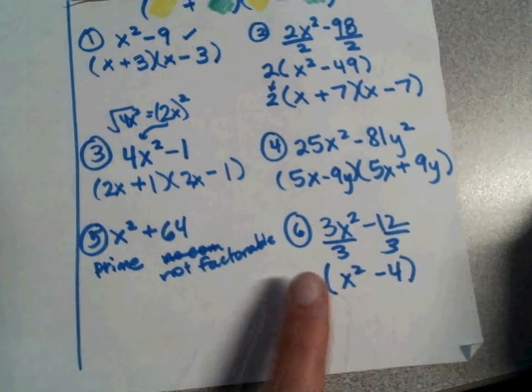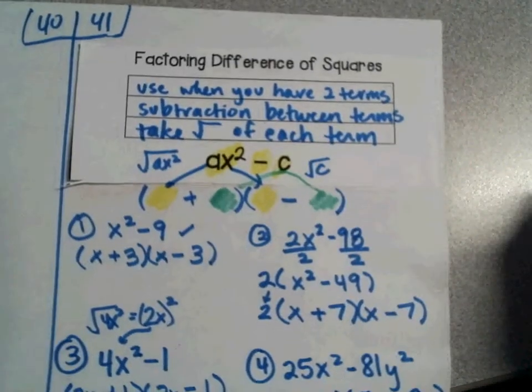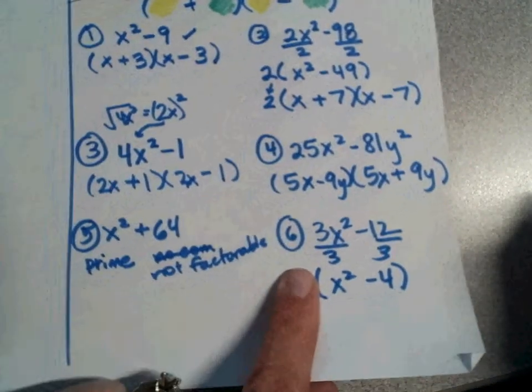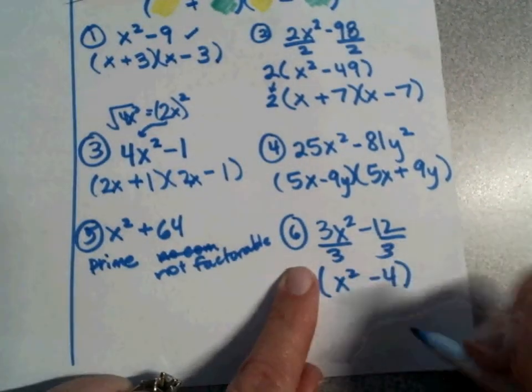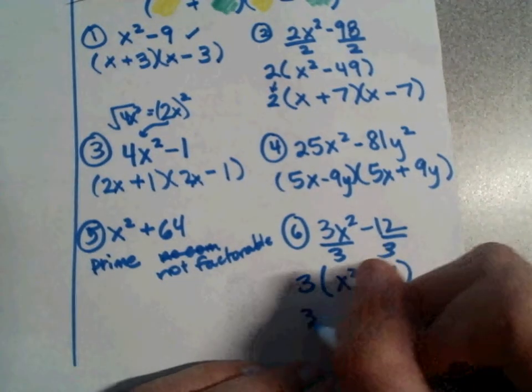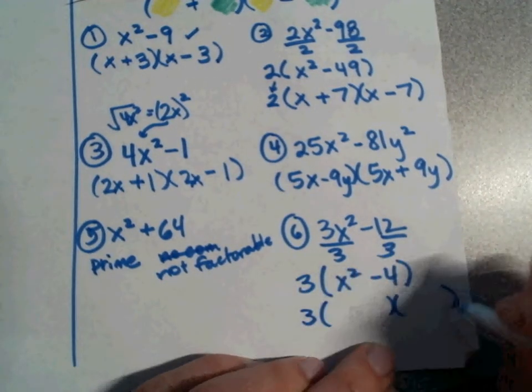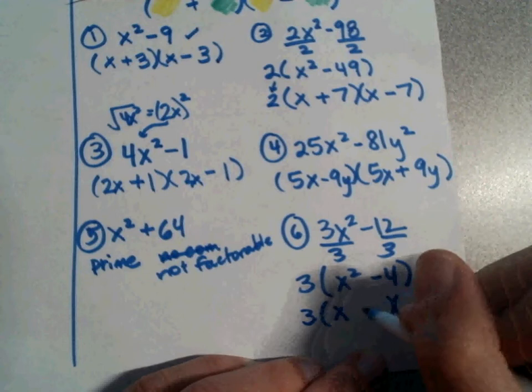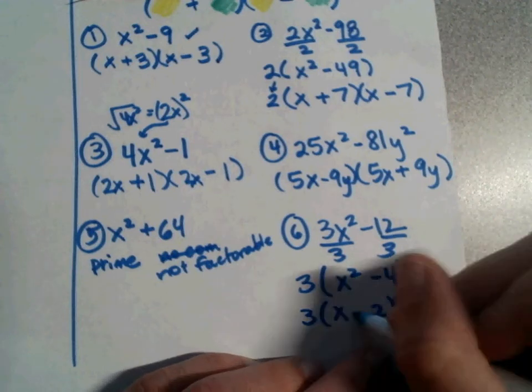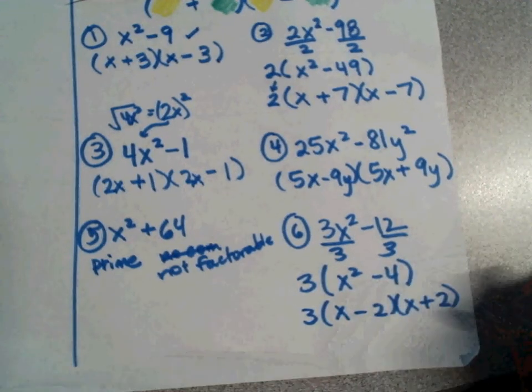Okay, look at what's left. Can you keep factoring the difference of squares with that? Yes, you can, because you have two terms, a minus, and you can take the square root of each. So 3 comes down. Square root of x squared is x. Square root of 4 is 2. So x minus 2, x plus 2.